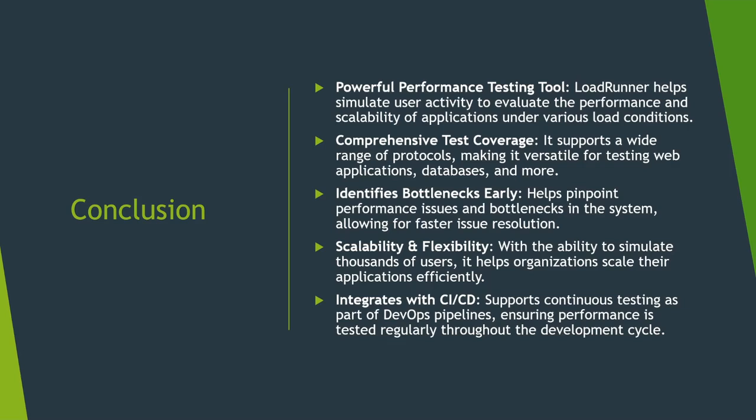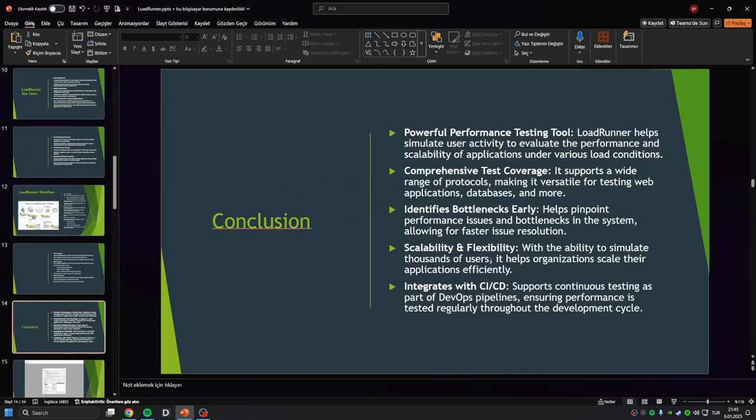Identifies bottlenecks early. Helps pinpoint performance issues and bottlenecks in the system, allowing for faster issue resolution. Scalability and flexibility. With the ability to simulate thousands of users, it helps organizations scale their applications efficiently. Integrates with CI/CD. Supports continuous testing as part of DevOps pipelines, ensuring performance is tested regularly throughout the development cycle.